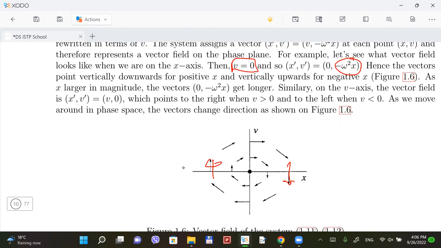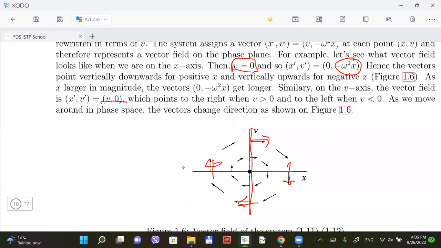How does the vector field look on the x-axis? The vector field is now (v, 0). So it's horizontal, okay? If the first coordinate is positive, it's going to the right. And if the first coordinate is negative, it's going to the left. So below the x-axis, we are pointing to the right.